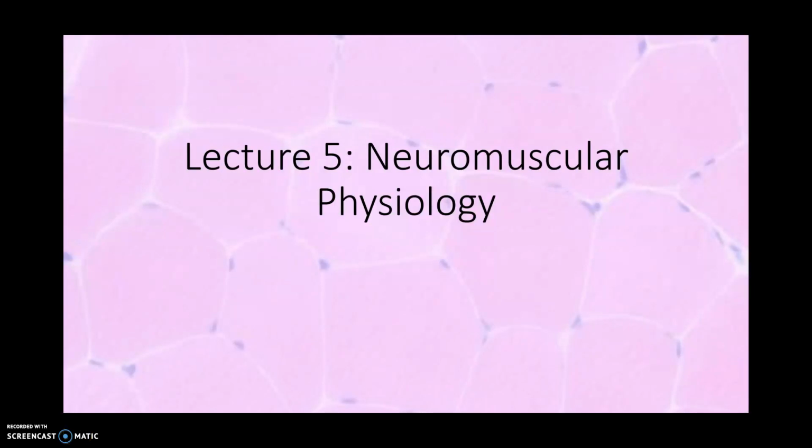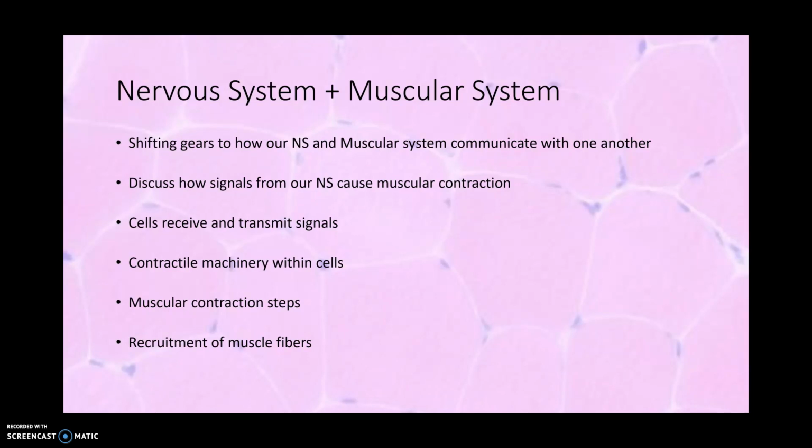Hi everyone. Today we're going to be talking about neuromuscular physiology. We're going to be talking about how the nervous system and muscular system work with one another. We're going to discuss how signals from our nervous system cause muscular contraction, because obviously if we didn't have our nervous system, our muscle tissues would not just respond on themselves, so we need to communicate with the nervous system.